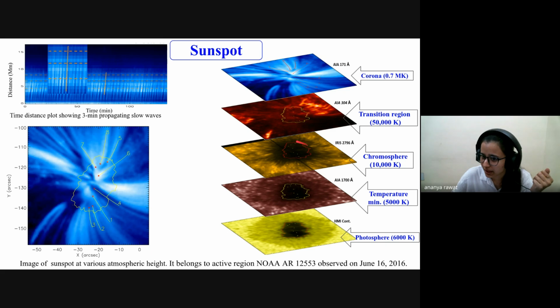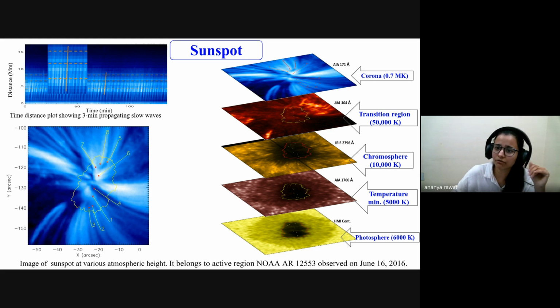And when we move to the chromospheric height, we can see umbral structures. When we move to the temperature minimum, we can see the umbra and penumbra. And at the photosphere, we can clearly see the distinction between the umbra and penumbra. So this structure itself shows why the coupling of the solar atmosphere is so difficult, because the solar atmosphere looks very different when we try to probe the different layers of the solar atmosphere.